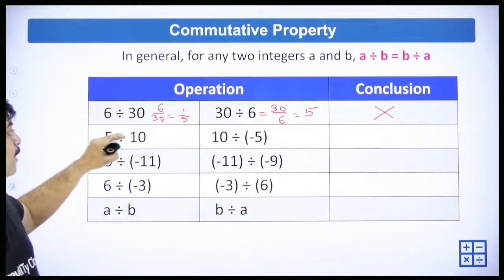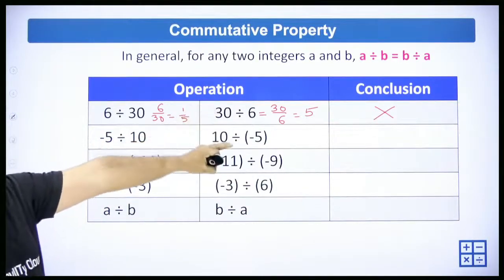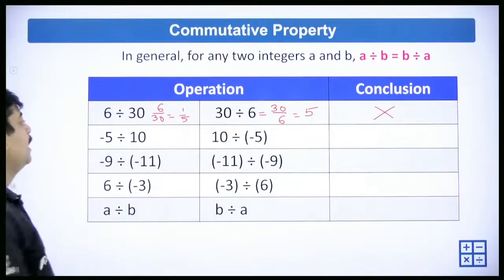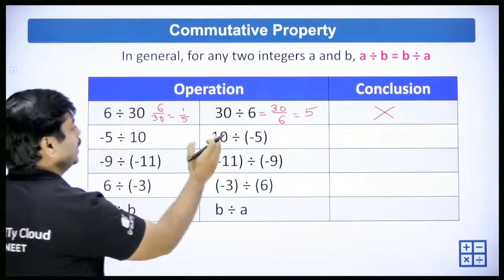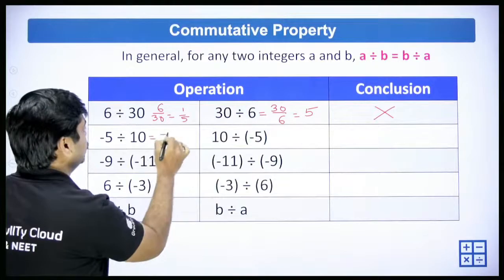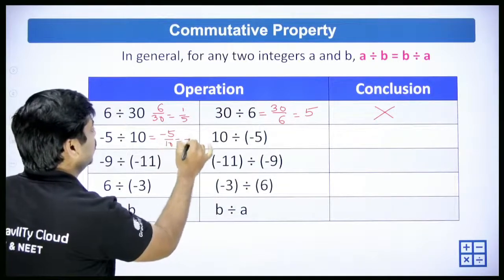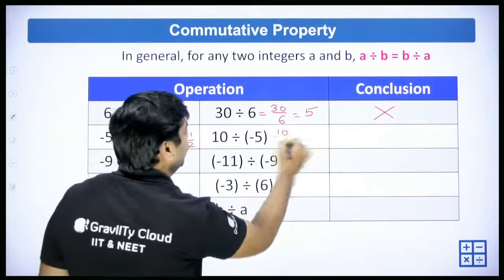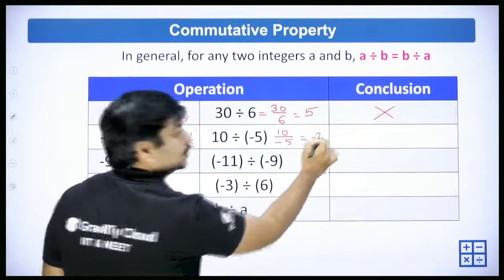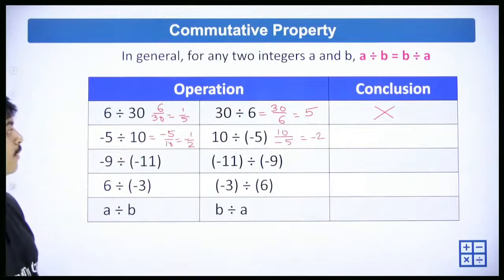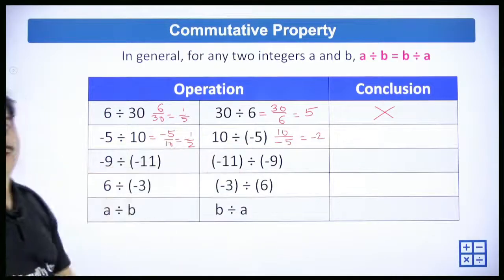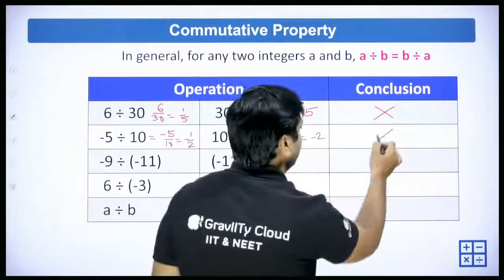Minus 5 divided by 10 and 10 divided by minus 5. So minus 5 by 10 is minus 1 by 2. 10 by minus 5 is minus 2. Are these two equal or not? Minus 1 by 2 and minus 2, these two are not the same.